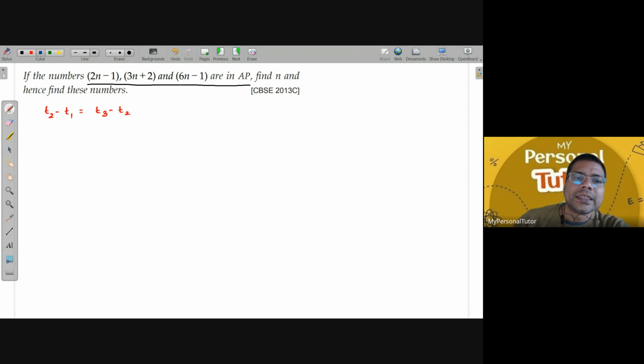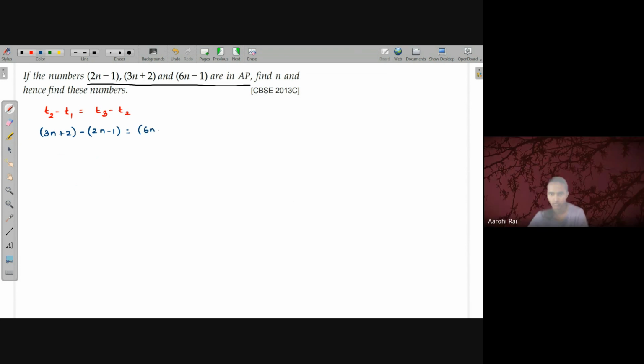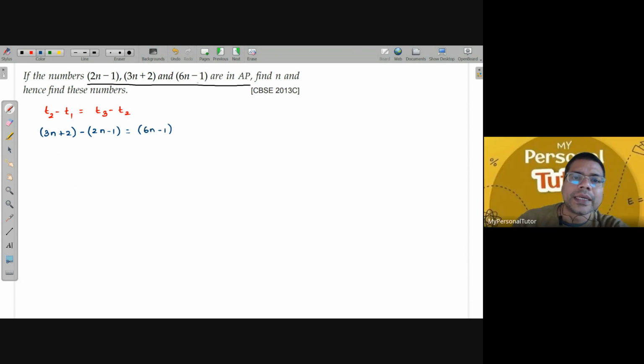So second term is how much here? 3n plus 2. So I can write here 3n plus 2 minus. First term is how much, Arohi? That is 2n minus 1. And that is equal to, what is the value of third term, Arohi? That is 6n minus 1, right? Third term value is 6n minus 1.